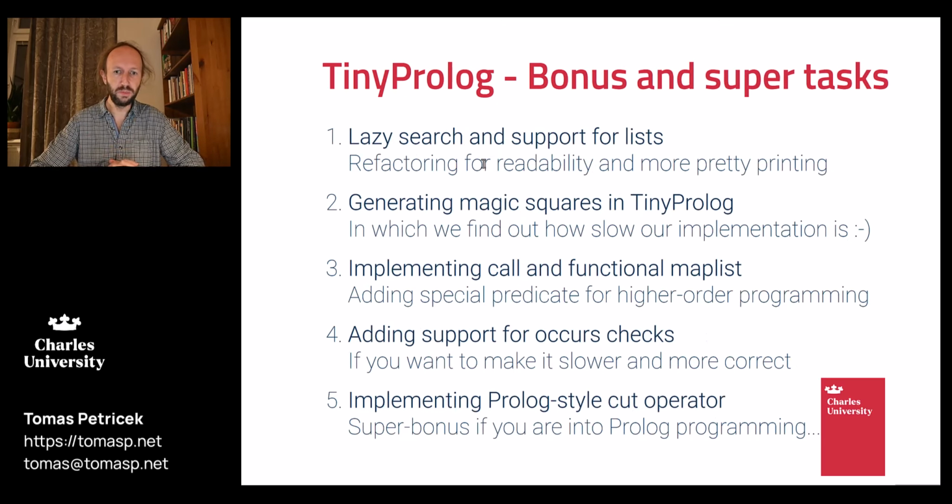If you want to do more, we will change the implementation to not give us all the solutions immediately, but do this lazily, so that we can ask for more solutions, and we will extend our pretty printer to work with lists. And once we have done that, you will actually be able to run the magic squares operation in TinyProlog. And this, by the way, will show how slow our implementation is.